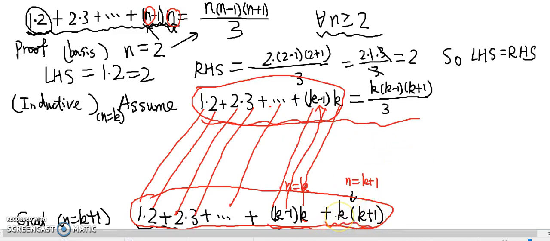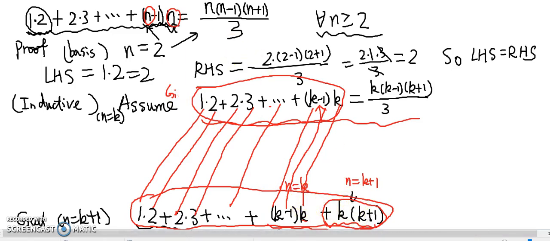So now I understand, okay, if I want to prove the goal, I need to add this last term to the left side of the given condition. This is like a given. Okay, so that's why we wrote down the last two terms.